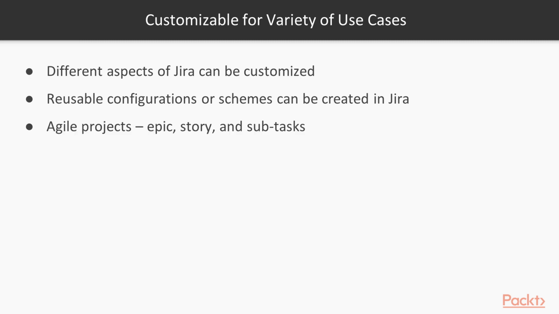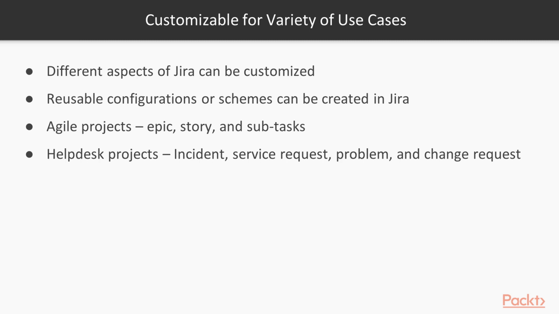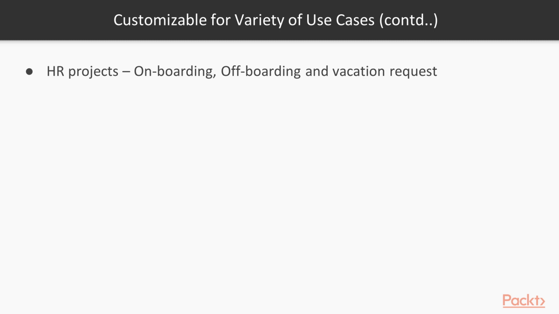In case you are working on agile-based projects, your project can have some epics, stories, and subtasks. However, if you're working on any help desk-based projects, then in your project you might have incidents, service requests, problems, and change requests. If you're working on any HR-based project, then you will probably be worrying about onboarding, offboarding, and vacation requests in your project. And these are known as the issue types.